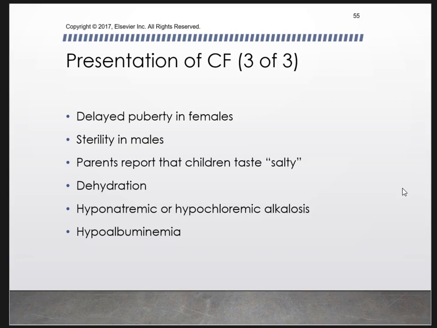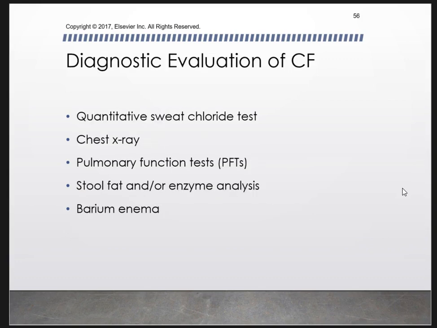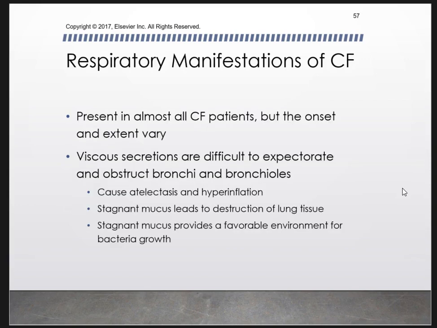The girls will have delayed puberty, and males who have CF will be sterile. They're prone to frequent dehydration. And because of that salt-sodium issue that they have going on, they've got a lot of electrolyte issues. Okay, so for diagnosing, I mentioned that sweat test. They're also going to have the pulmonary function test, like we were talking about with asthma. They'll have a poop sample taken, and we're going to be looking for how much fat is in there and what kind of enzymes. They could get a barium enema as well.